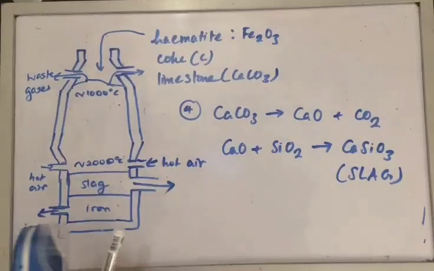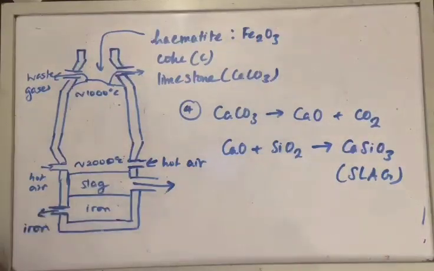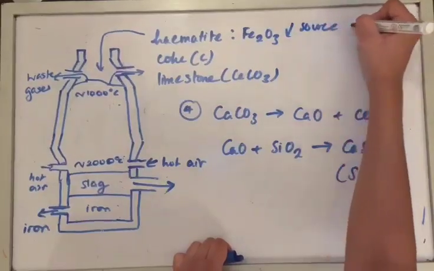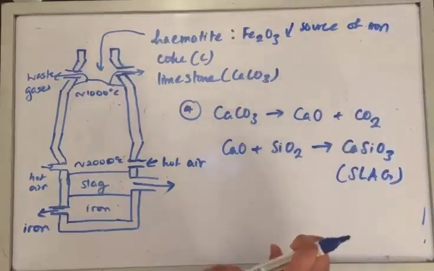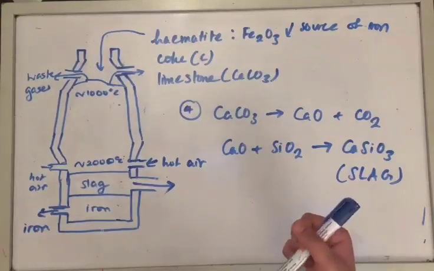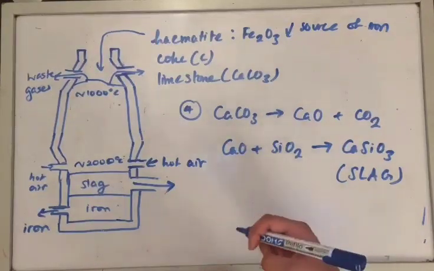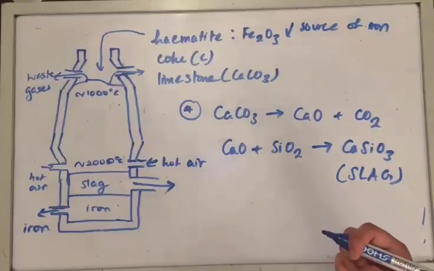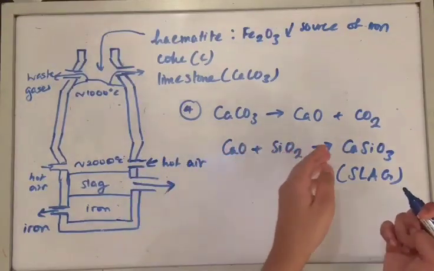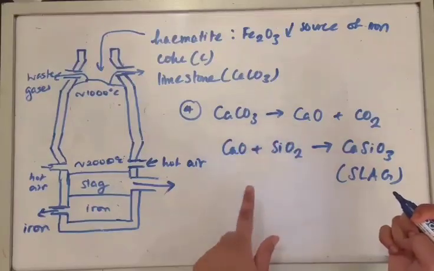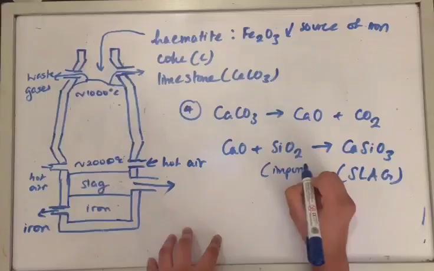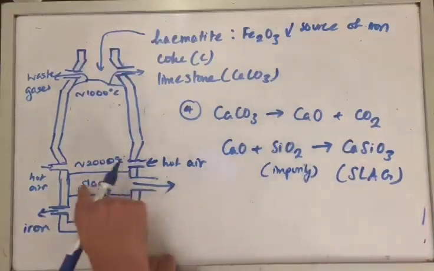Now I'm going to do a quick recap on what we use everything for. So the hematite is our source of iron. The coke reacts with oxygen to produce the carbon dioxide, which will react with more carbon to produce carbon monoxide, which is the reducing agent that is used to reduce the hematite. The limestone undergoes thermal decomposition to produce calcium oxide, which reacts with silicon dioxide, which is the impurity, to produce slag, which can then be removed.